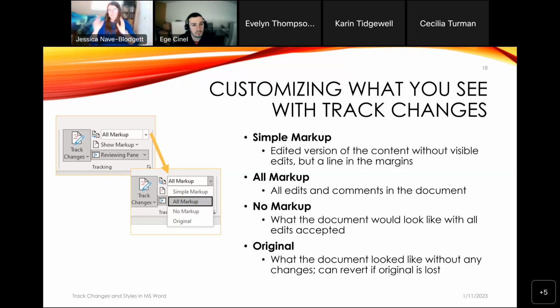No markup is that sort of forward time machine where you can see what the document would look like if you had accepted every single edit made. And original shows you what the document looked like before track changes was on.